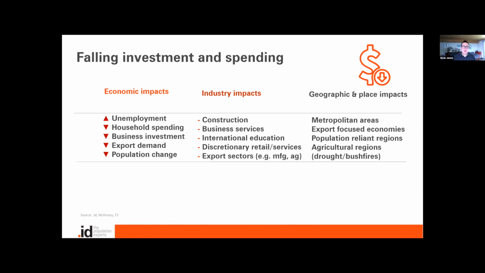And what that flows through to the economy. So once those businesses are hit, we see falling investment and spending generally down, and we're seeing a bit of that. So economically, we're seeing unemployment rise a bit, but I've already mentioned there has been a little bit of an uptick in unemployment.